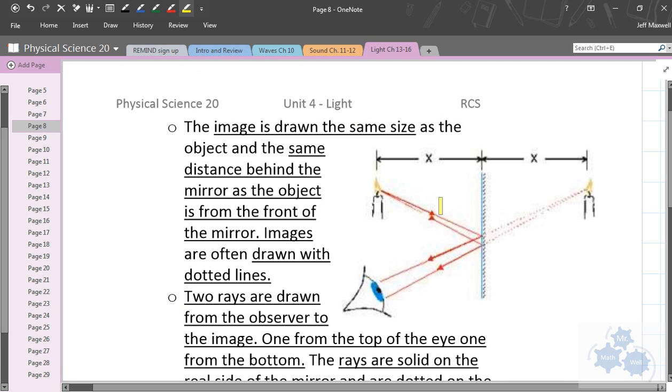So here's an example of the image that's in your textbook, right? So I just copied this out just to show a couple other things. The image is drawn behind the mirror, and it's tough to tell here, but it should be in a dotted line. So the image is drawn with dotted lines, not with solid lines. The object will be with solid lines. The image will be with dotted lines. And in a plane mirror, the distance between the object and the mirror is the same as the distance between the mirror and the image.